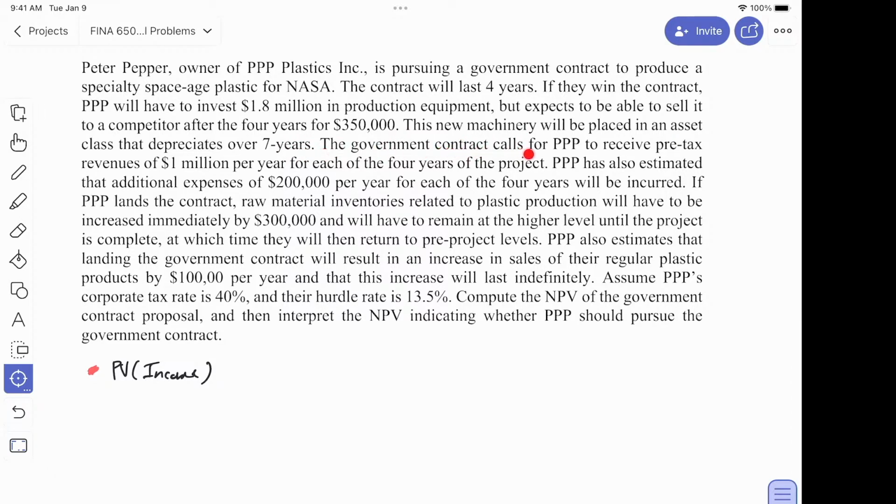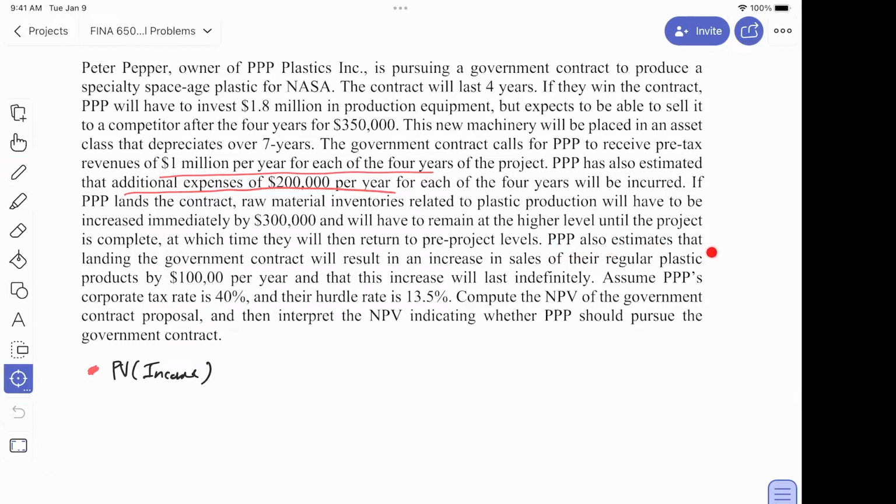The government contract calls for PPP to receive pre-tax revenue. PPP also has estimated the additional expenses per year. If it lands the contract, raw material inventories related to plastic production will have to be increased immediately and will have to remain at the higher levels until the project is complete, at which time they will then return to pre-project levels. What's that? Investment, right? That's net working capital.